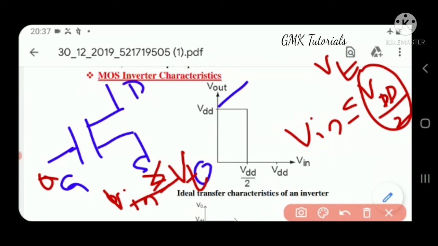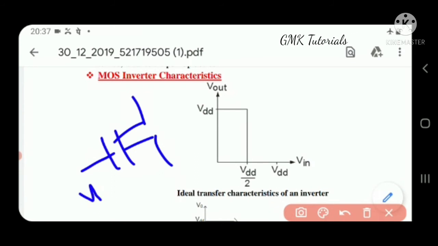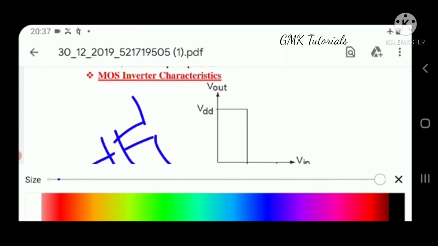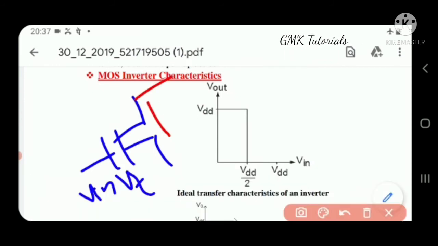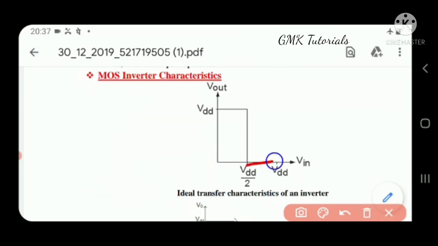Whenever the input crosses this value, that means whenever the input is greater than VDD by 2, at that time the corresponding NMOS transistor, with the input value Vi greater than Vt, acts as a short circuit. Therefore, whatever the capacitor value, it is completely discharged, so it produces a 0 value. That's why it is represented like this. This is for one case.